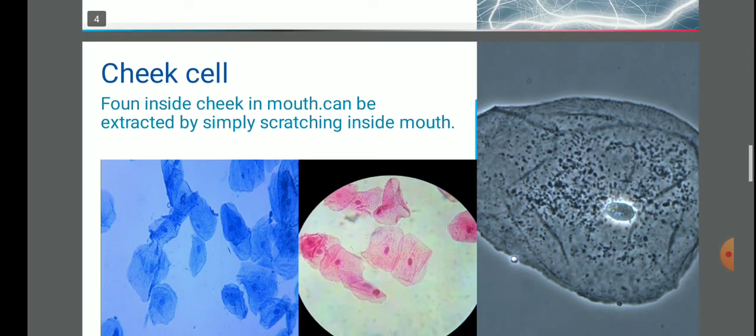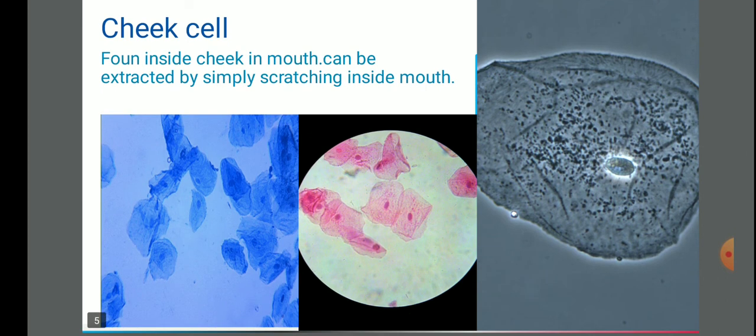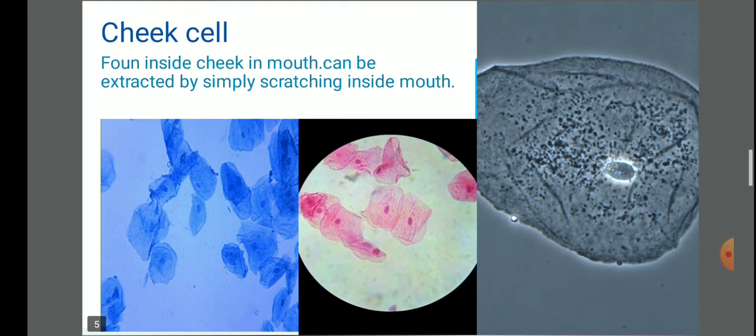Another type is a cheek cell. It is found inside the cheek in the mouth and can be extracted by simply scratching inside the mouth. There are three pictures, and the left two pictures are observed under a normal microscope with different types of staining, and this is what you usually find in schools based on the classes you're studying.